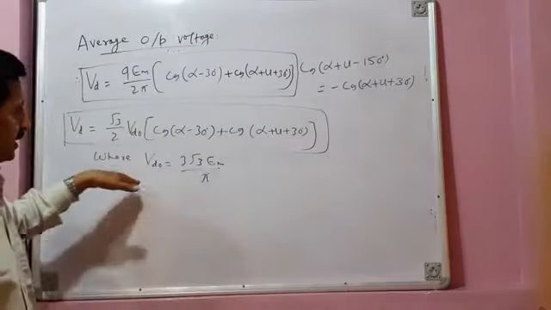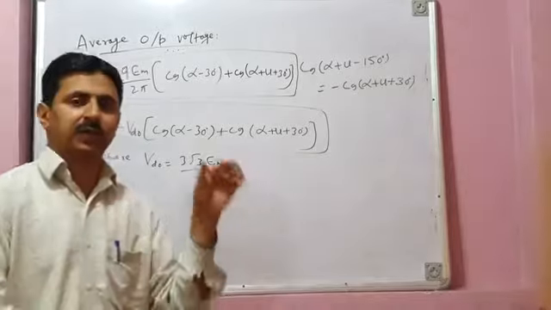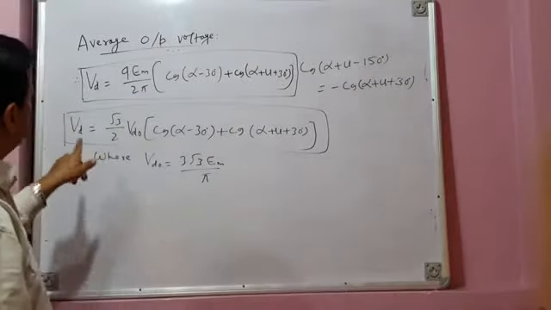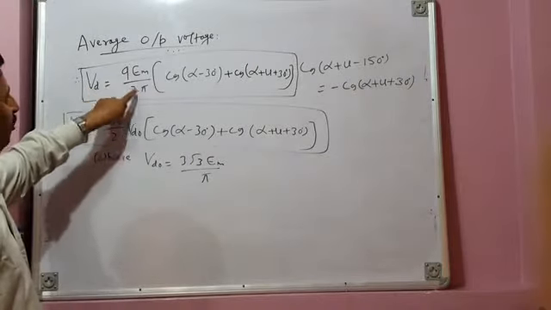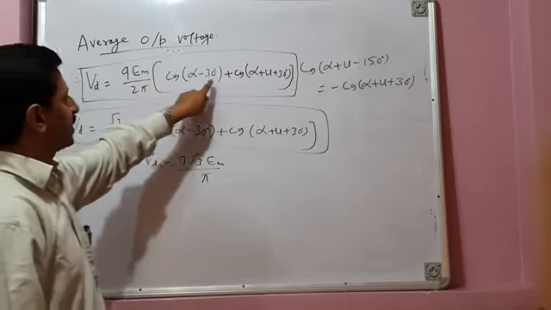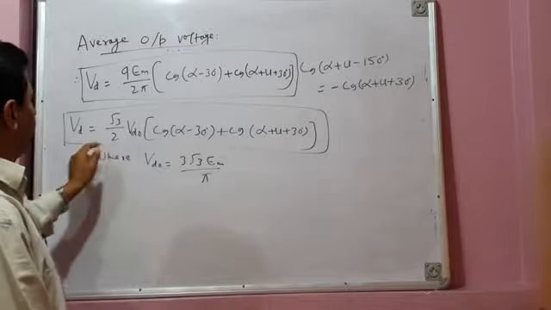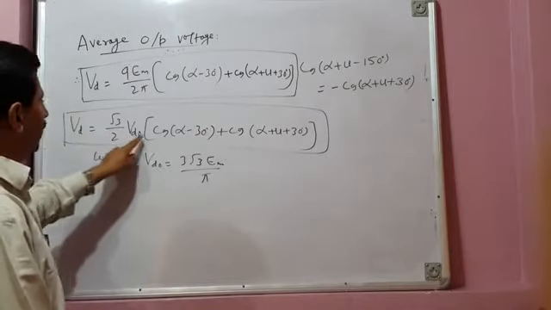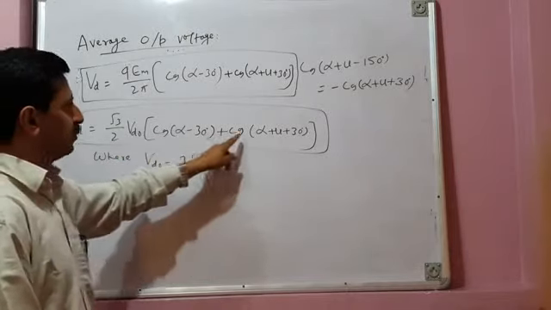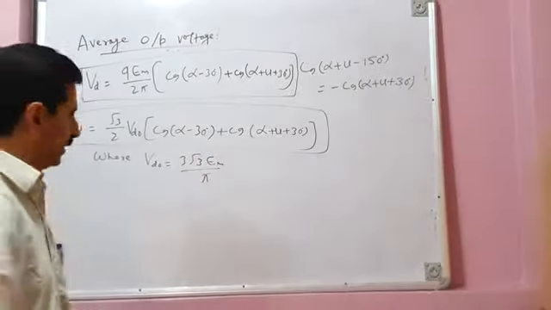And for today's case, that is mode 3, u greater than 60 degrees, converter average output voltage gets modified to 9 Em by 2 pi times cos alpha minus 30 degrees plus cos alpha plus u plus 30 degrees, or in terms of Vd naught, it is root 3 by 2 Vd naught times cos alpha minus 30 degrees plus cos alpha plus u plus 30 degrees.